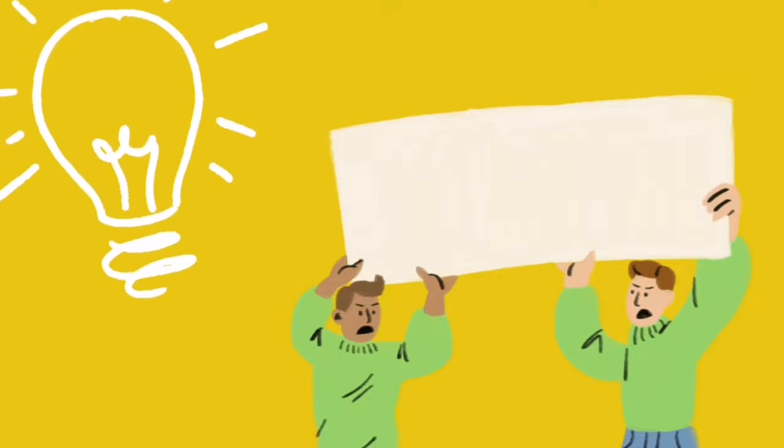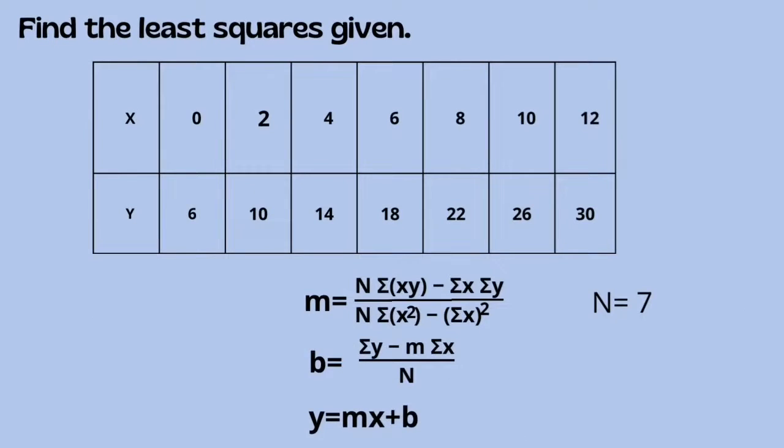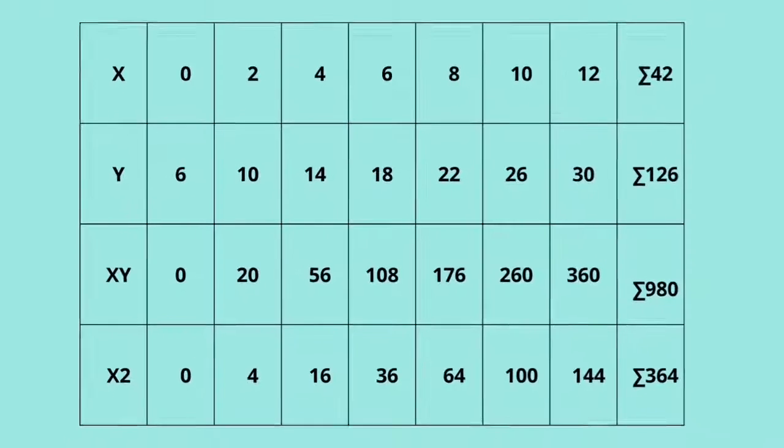So find the least squares line given in the box. We have here x: 0, 2, 4, 6, 8, 10, 12. Meanwhile in y we have 6, 10, 14, 18, 22, 26, 30. Of course, we will use the same formula, and we have here the number of points. We have 7 coordinate pairs, so the number of points is 7. So we need to multiply x by itself to get the x squared. 0 multiplied by 0 equals 0, 2 multiplied by 2 is 4, and so on.